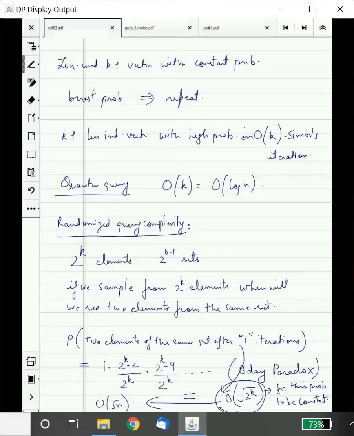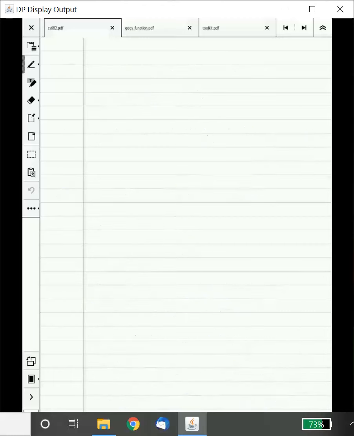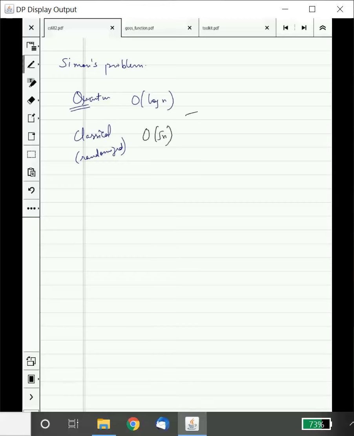This finishes Simon's algorithm. We realized for Simon's problem, quantumly it can be done in order log n. Classically, even in the randomized model, the best we can do is order of root n. This is an exponential separation in the query framework.